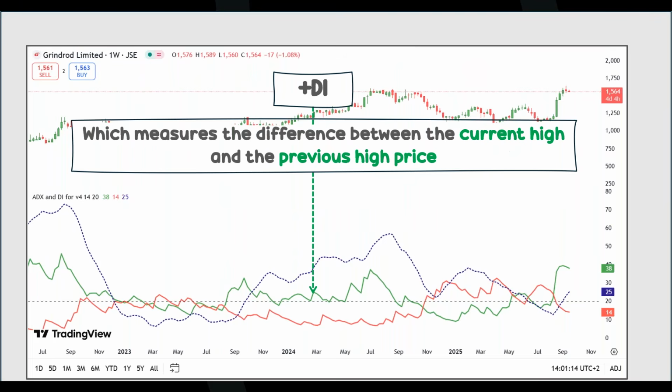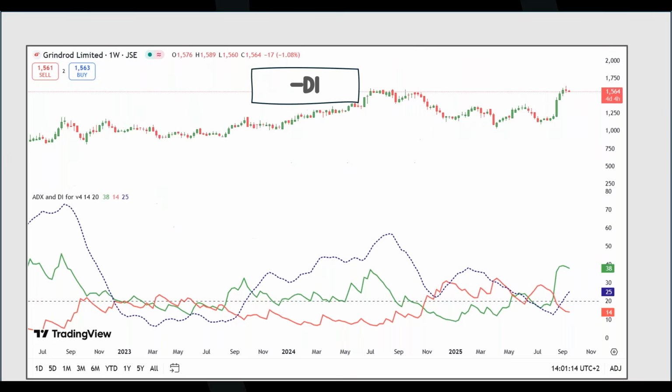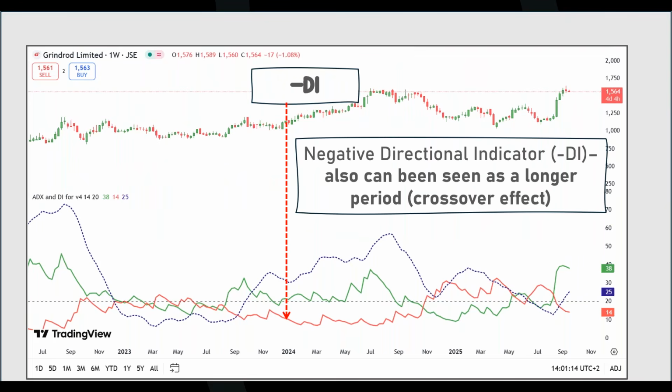How it's calculated is just the current price and the previous high, and it uses the average true range to create this green line. So it's a bit complicated. You don't have to do it. I just thought I should explain it in case you want to know. The minus DI is the more lagging one. There needs to be a crossover for a signal. So that's how the minus DI is created.